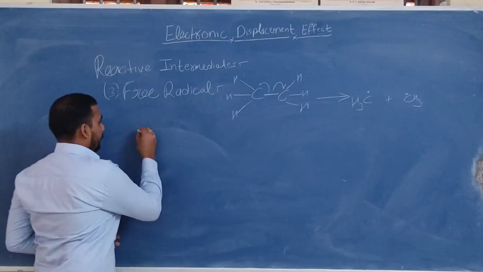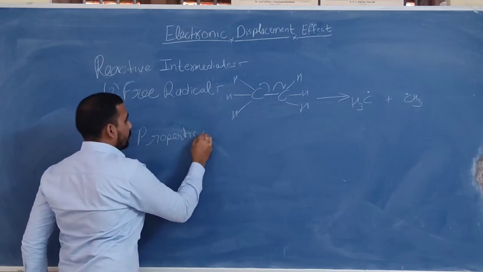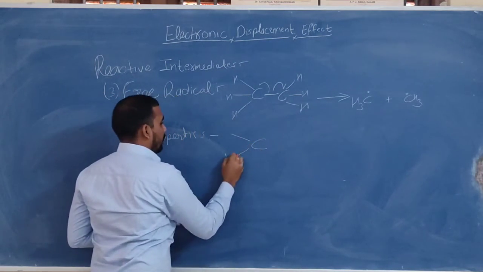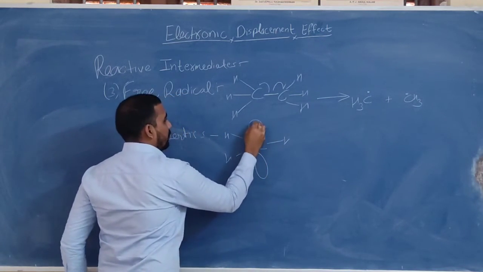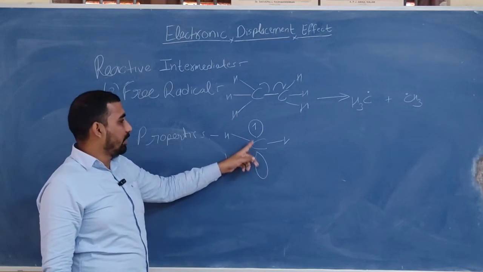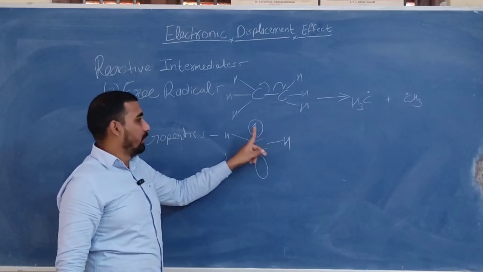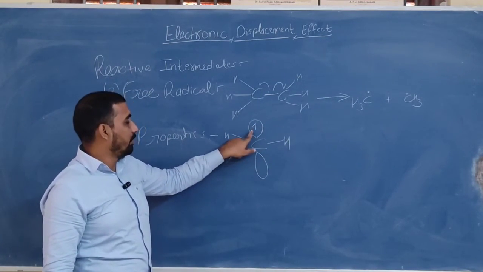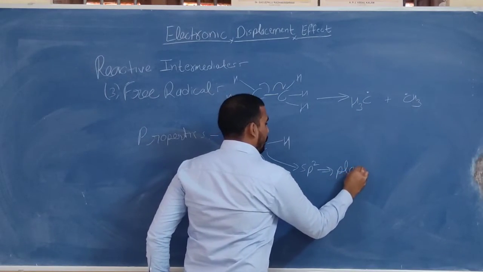The property of a free radical is that it is also planar, like the carbocation, and sp2 hybridized. But now in the p orbital of this methyl radical, we have one electron. In the carbocation case, this p orbital was vacant, but now we have one electron here. And this is an sp2 hybridized planar structure.